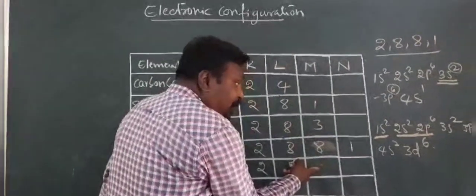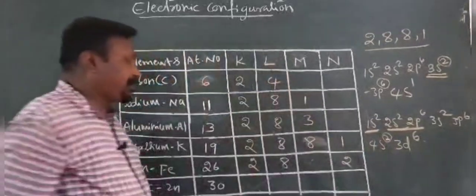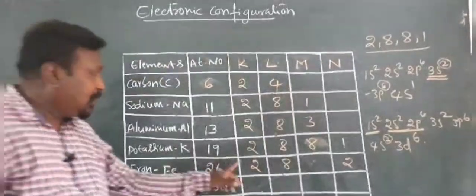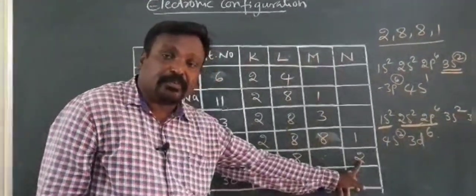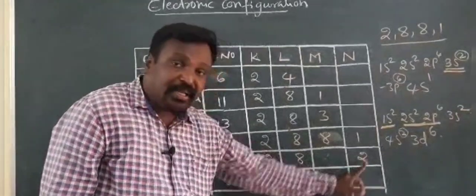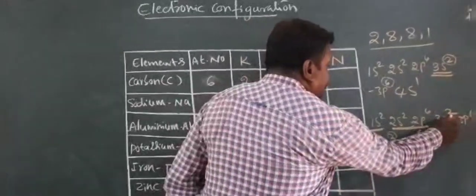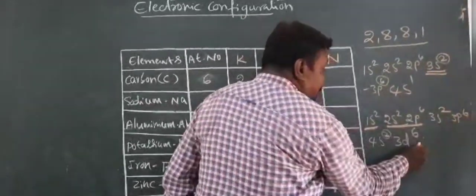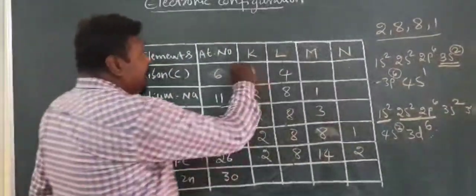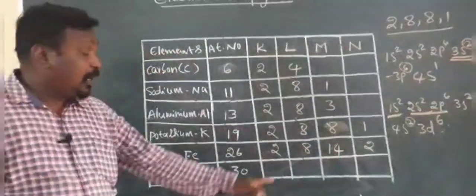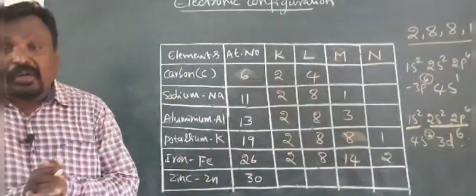Now, observe the fourth shell. It has 2 electrons, correct. Now, 2 plus 8 is 10, 10 plus 2 is 12. Now, the rest of the 14 electrons, which are those 14 electrons? See here, 8 plus 6, 14. So, 14 electrons will come here. So, now the electronic configuration of iron is 2, 8, 14, 2. This is the way you represent it.